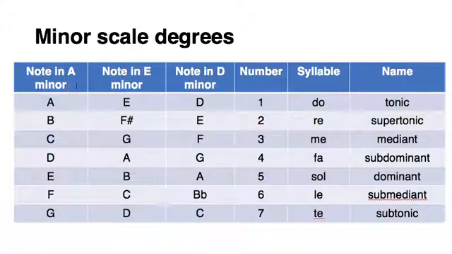Here is the same graph we had before with the scale degrees. This time I'm also providing E minor and D minor, so you can see that the notes change, but the names, the numbers, and syllables that refer to the scale degrees are the same.